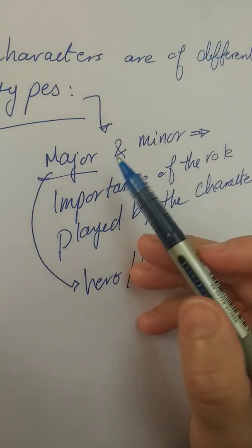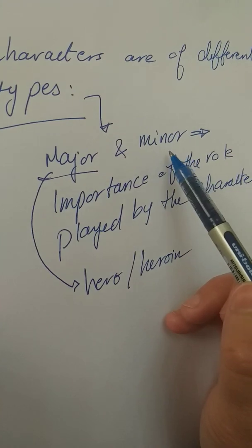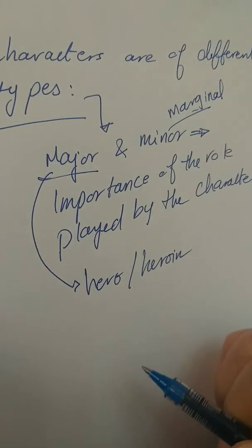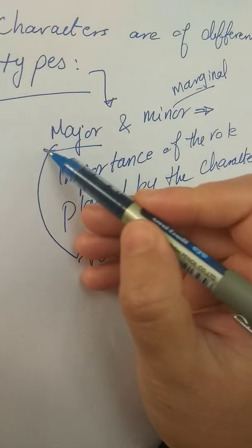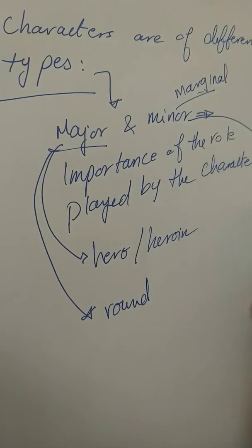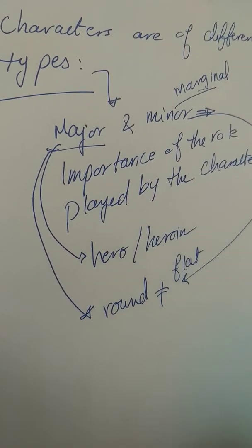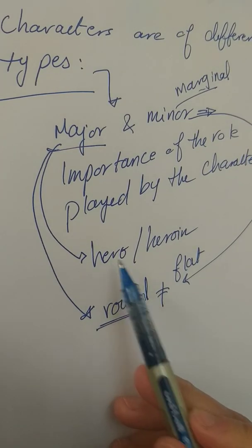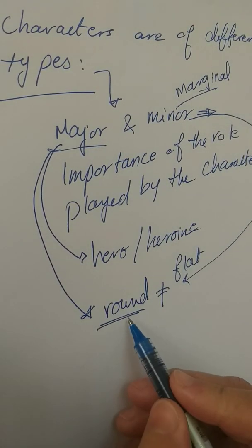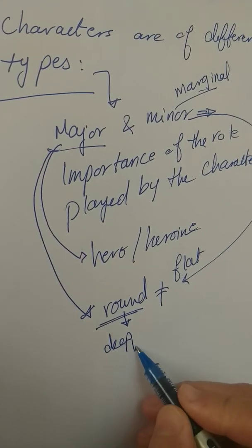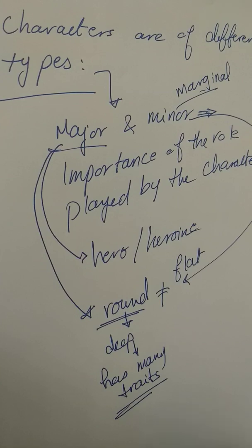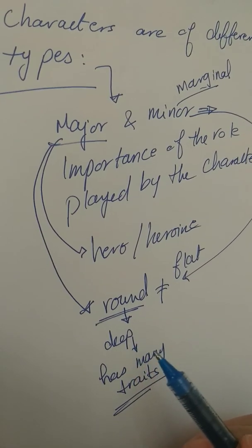Okay? Now, if the character plays a minor role, then he is a marginal. He is or she is what we call a marginal character, شخصية ثانوية. Right? Now, usually, a major character is also a round character, while a minor character is usually a flat character. In other words, the hero is a round character because the hero is a major character. And a round character means a deep character. In other words, this character has many traits. Do you know the meaning of traits? Traits meaning features. Because this character is a deep character, he must have many traits.